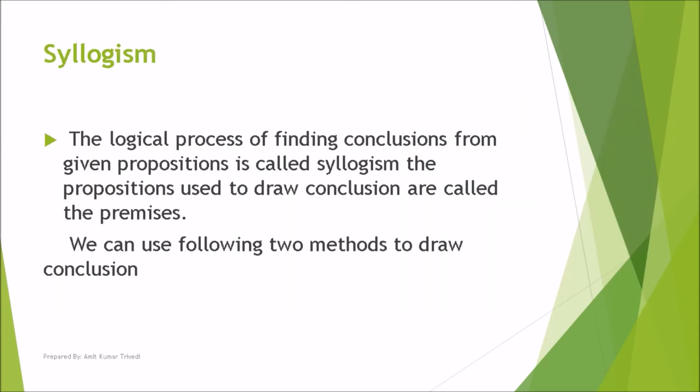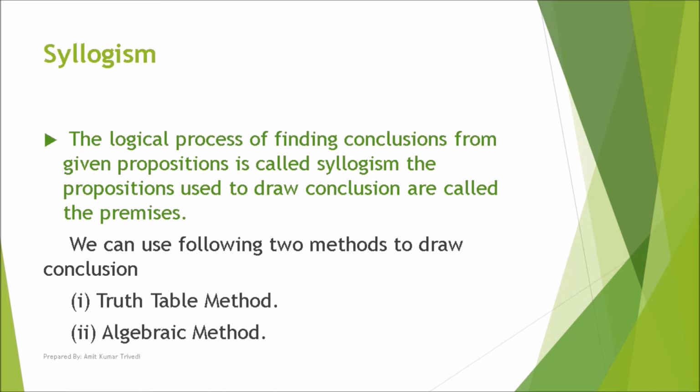Now the next topic is syllogism. The logical process of finding conclusions from given propositions is called syllogism. The propositions used to draw conclusion are called the premises. We can use the following two methods to draw conclusion. First is truth table method and second is algebraic method. Now we will discuss them one by one.